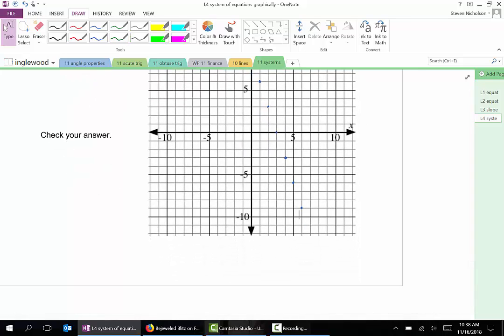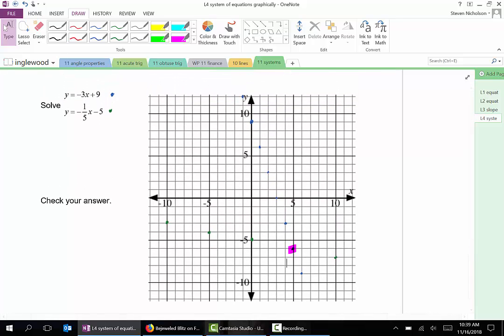So we have negative 1 over 5 x minus 5. There's our y-intercept. Down 1, right 5, down 1, right 5. And I'll just go up the other side as well, just to kind of emphasize the line. But there it is right there. There's our intersection point, 5 comma negative 6. So graphically, 5 comma negative 6 is the answer.